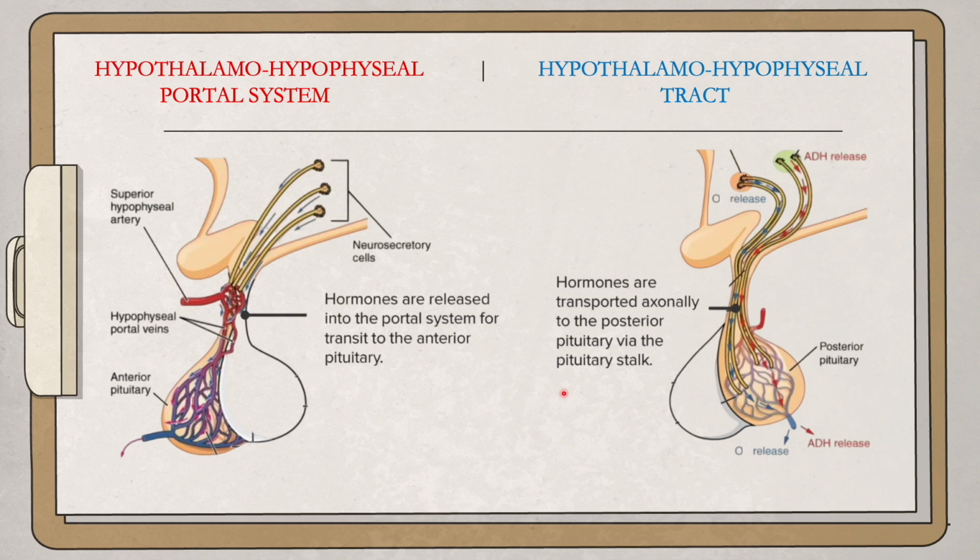The second one is the hypothalamo-hypophyseal tract, which is the neural connection between the hypothalamus and the posterior pituitary. The hormones vasopressin and oxytocin are synthesized in the nerve cells of the supraoptic and paraventricular nuclei and are then transported to the posterior pituitary by axoplasmic flow, which is purely neuronal in connection.